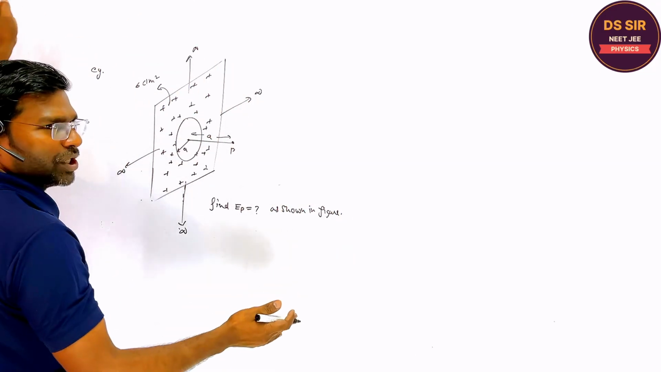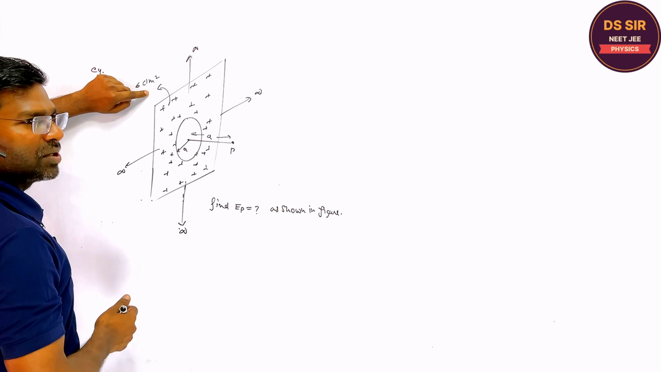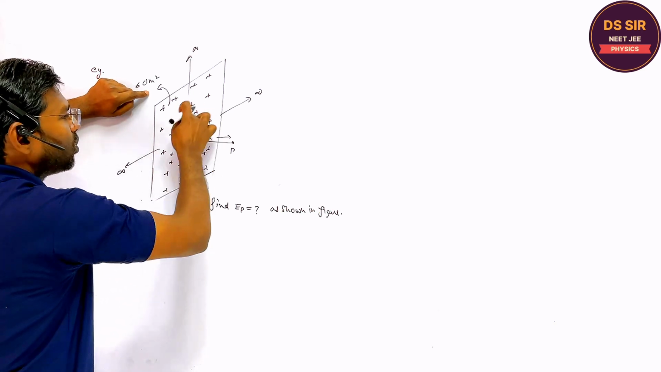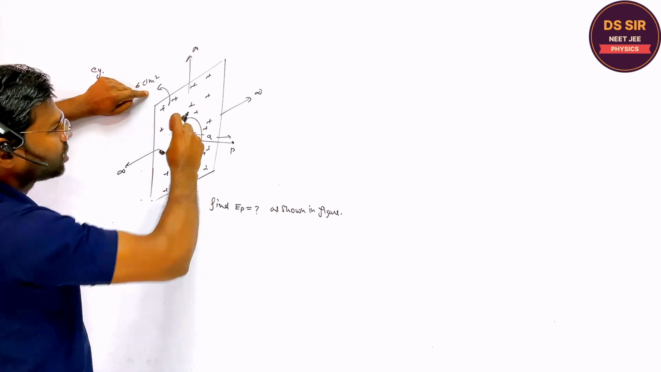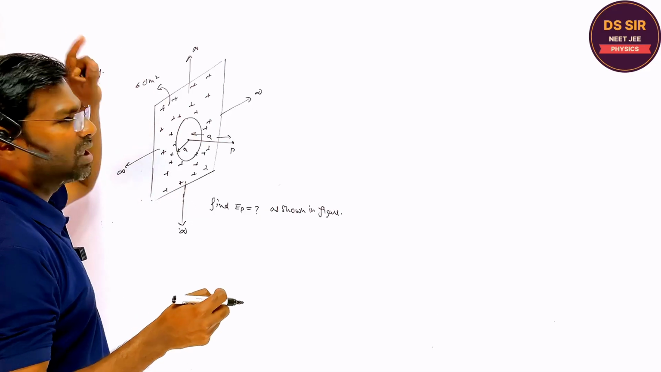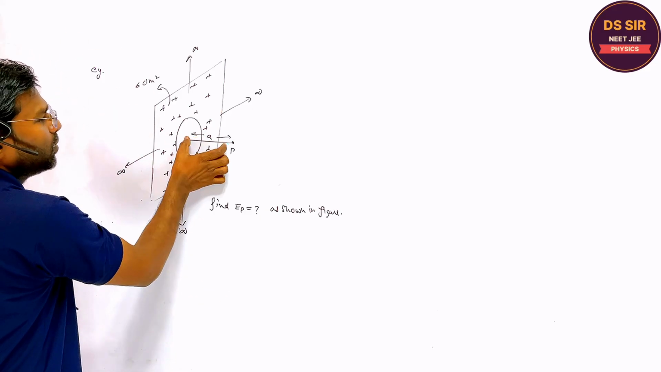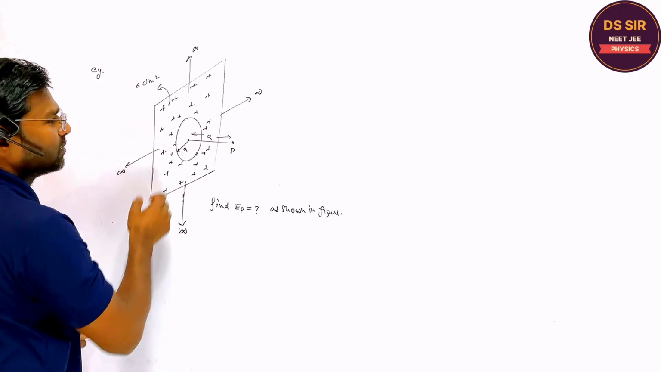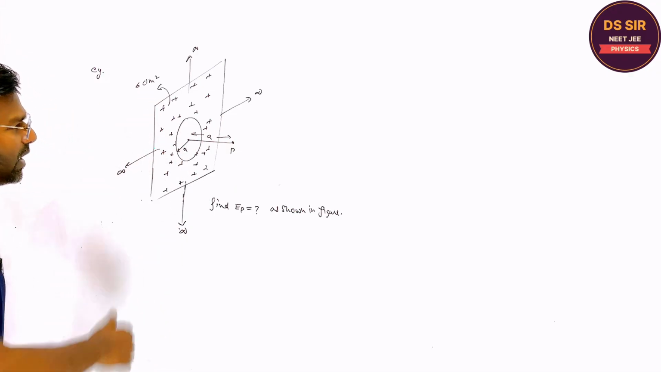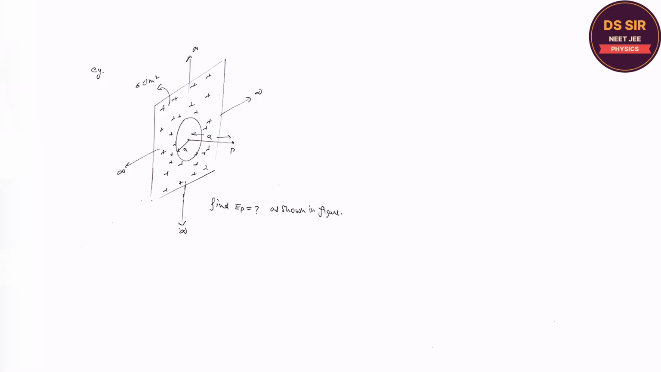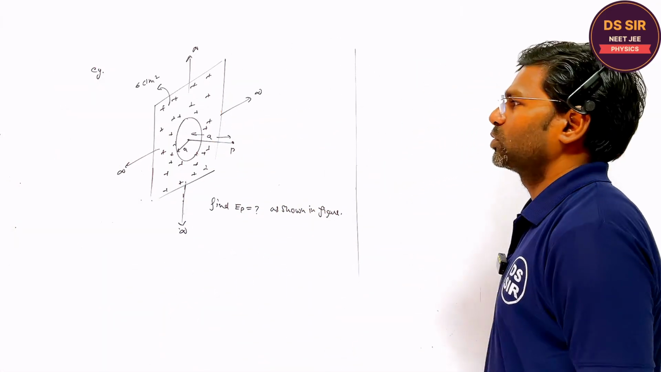There is an infinite sheet, surface charge density is sigma. A hole, or a disk of radius A, is removed from it. So what is the electric field at this point P? The radius of the disk is A, and the distance from the sheet is A. Try this, copy this. Let's see how to solve this question.